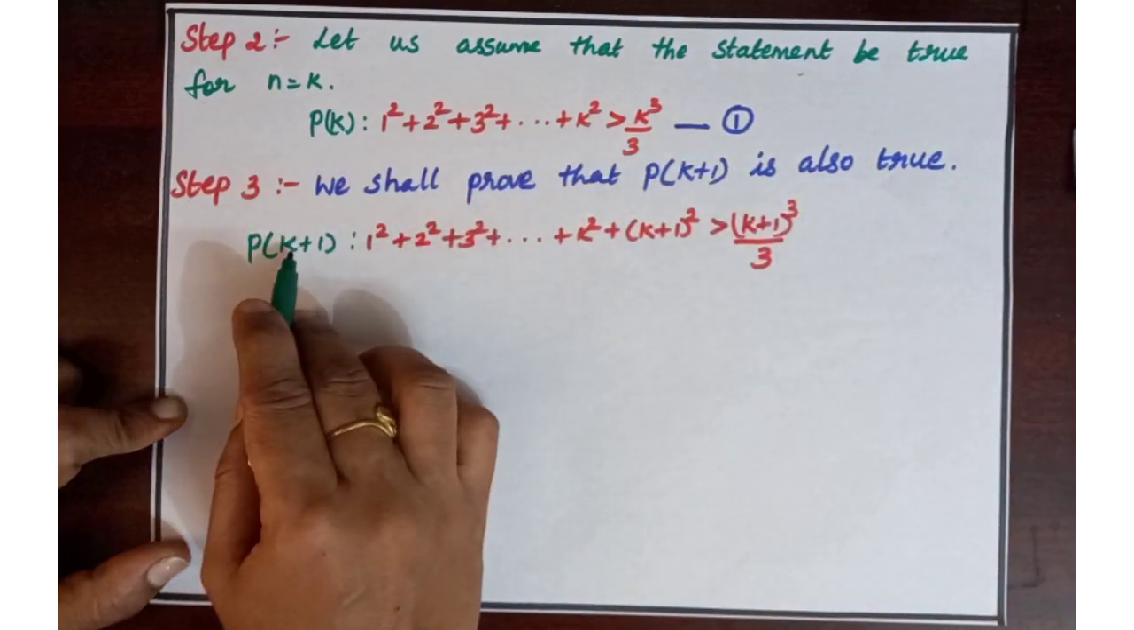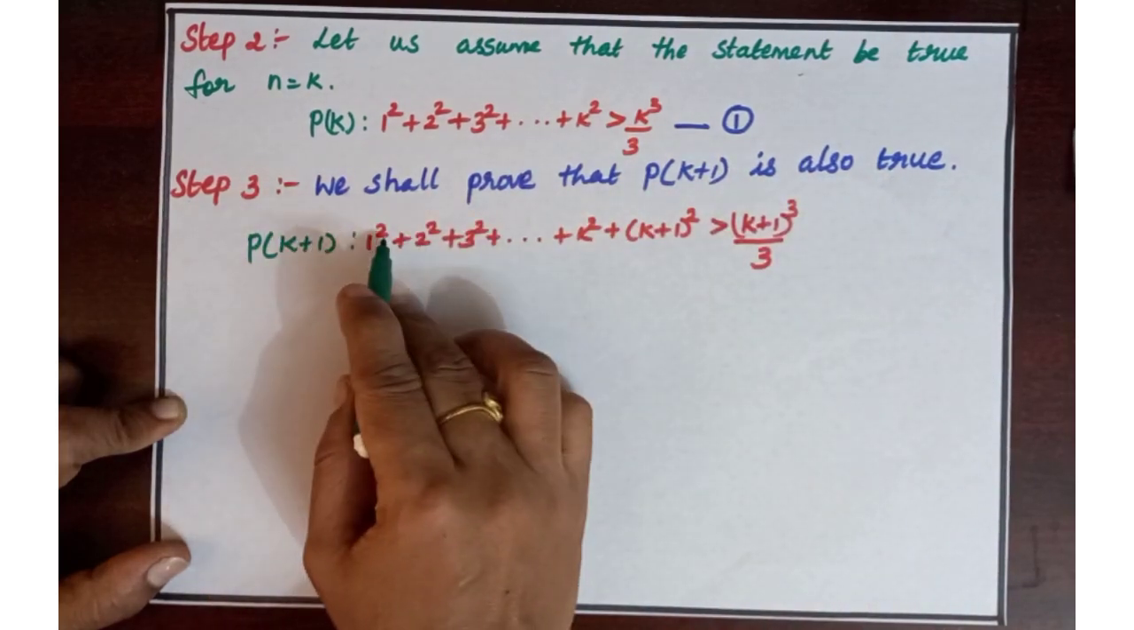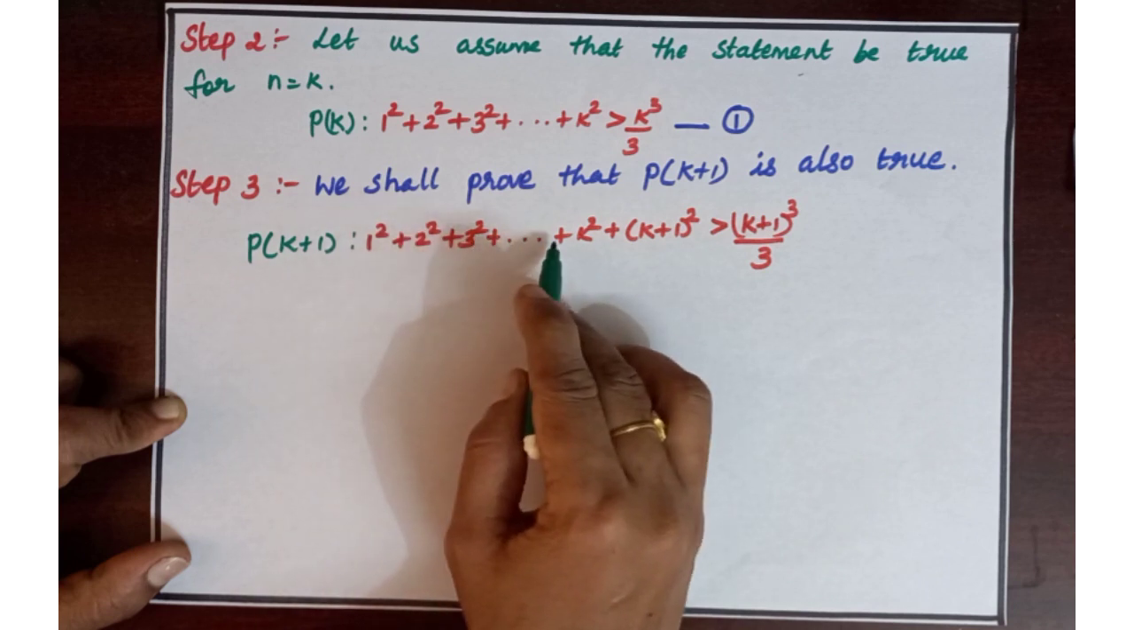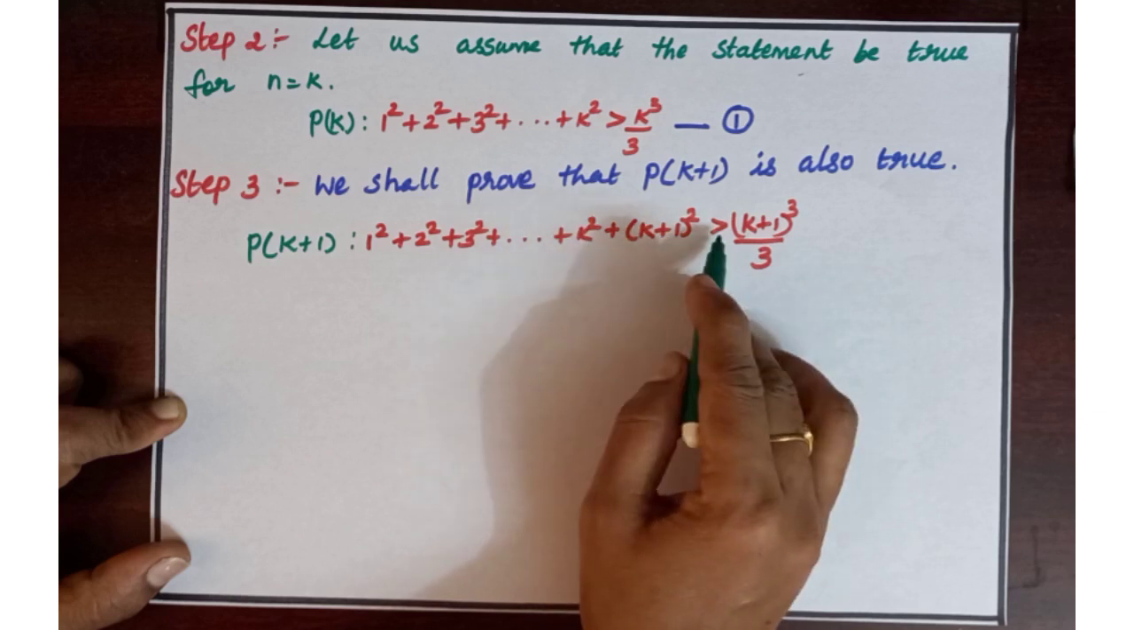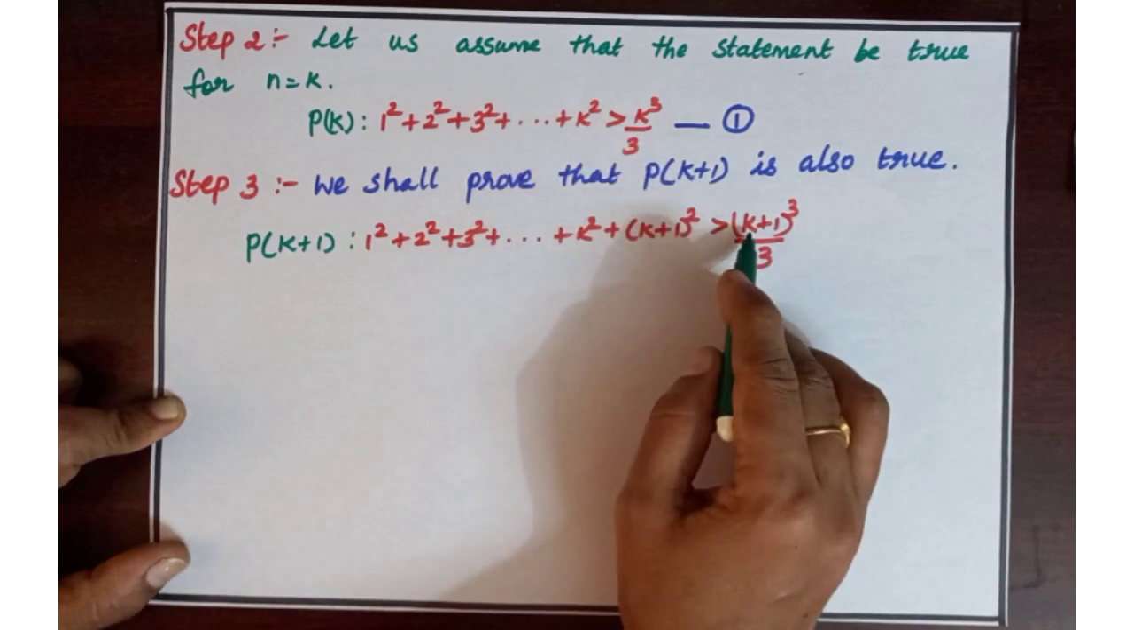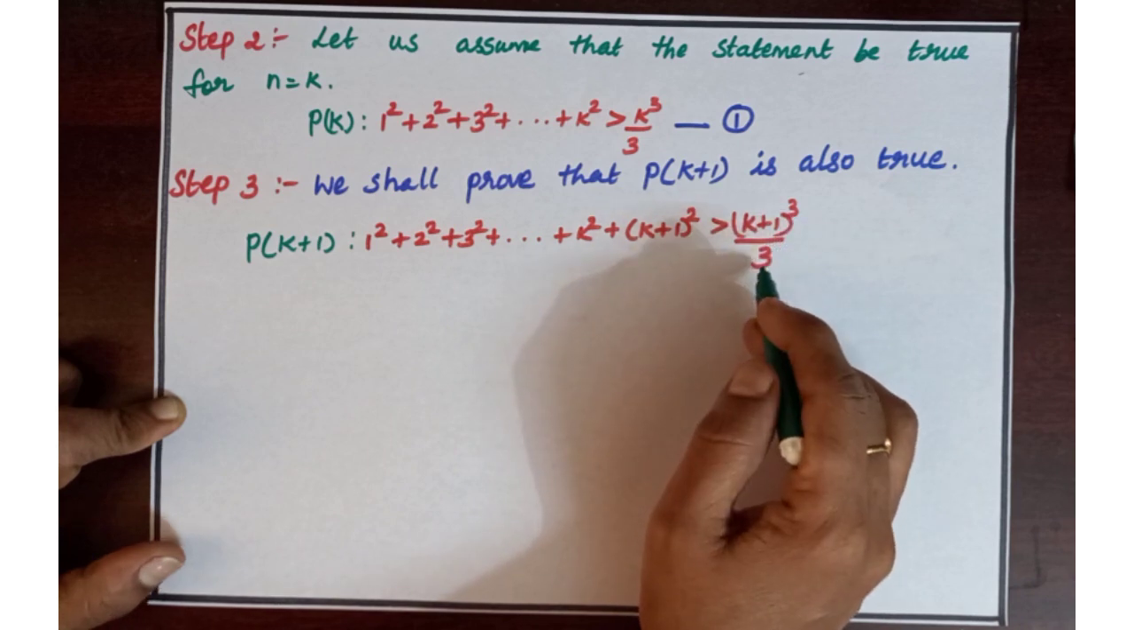So in the place of n, you substitute k plus 1. Then we get 1 square plus 2 square plus 3 square plus dot dot plus k square plus (k plus 1) the whole square. Previous term of k plus 1 is k. Greater than, in the place of n, we have to substitute k plus 1. (k plus 1) the whole cube by 3.